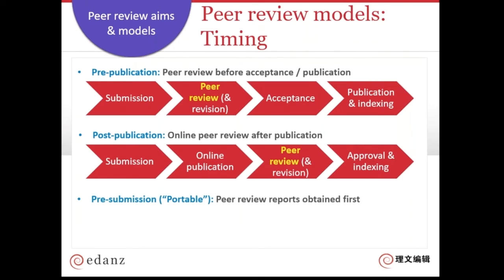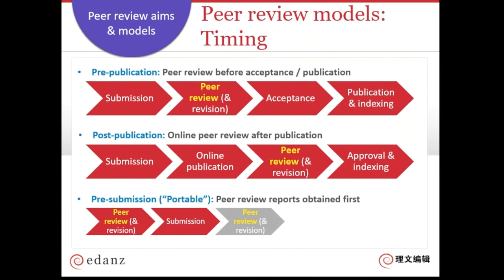There's a relatively newer type called pre-submission or portable peer review, where the peer review is organized by the authors, often through a third party, and then submitted to a journal. The journal might decide to do an extra journal peer review step, and then that leads to acceptance and publication.